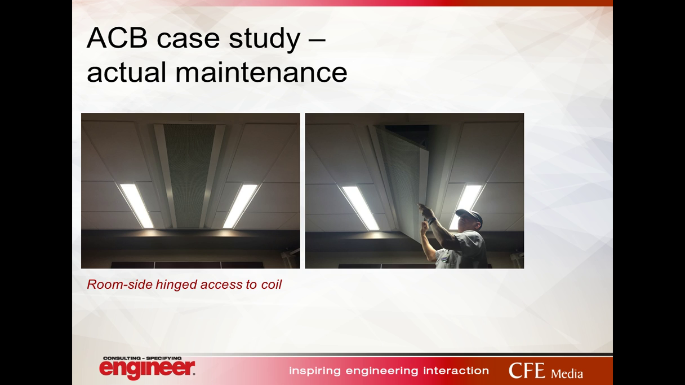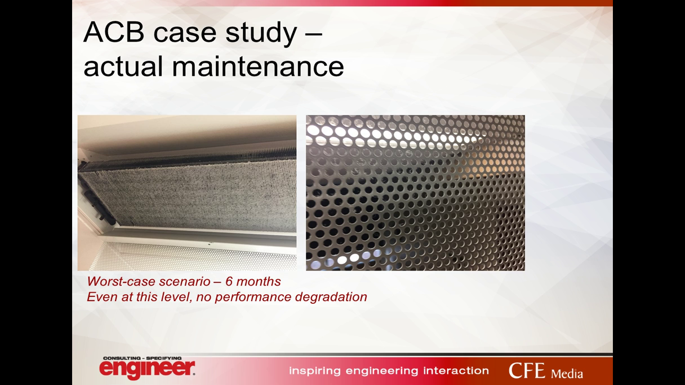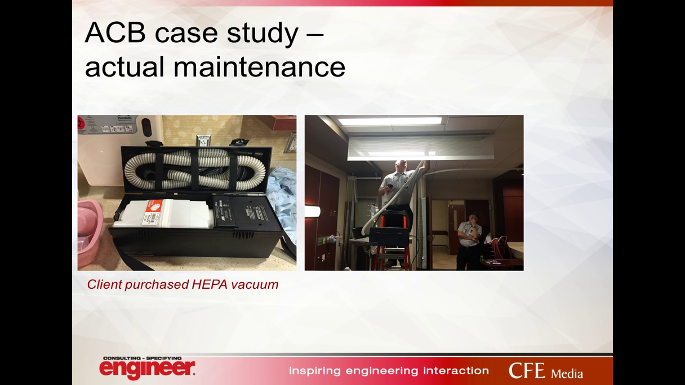And so the way it works is you can hinge down the cover plate inside the room to get access to the coil. And you can see this coil on the left has lint buildup. This was over a period of about maybe 6 months, and you can start to see lint buildup on the coil. That would have normally gone into your return air system, but it got caught here at the beam. But even after 6 months with this amount of lint, there was no performance degradation. It was just a maintenance issue.